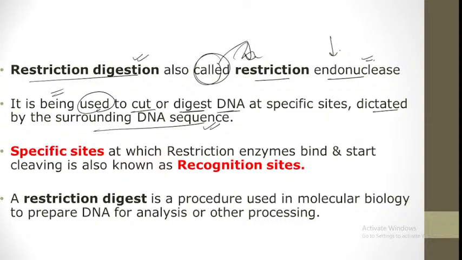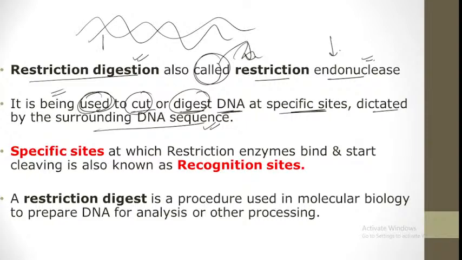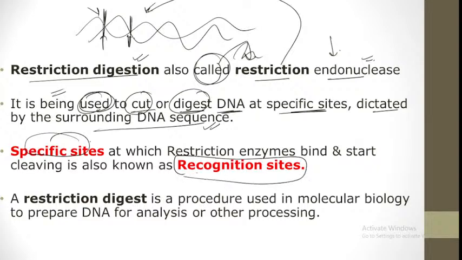Yes, very good. So this restriction endonuclease is used to cut or digest the DNA at specific sites, because obviously if we are cutting the DNA, there needs to be a specific site as well, right? So this restriction endonuclease would be cutting the DNA at a specific site. So what are these specific sites? These specific sites are known as the recognition site.